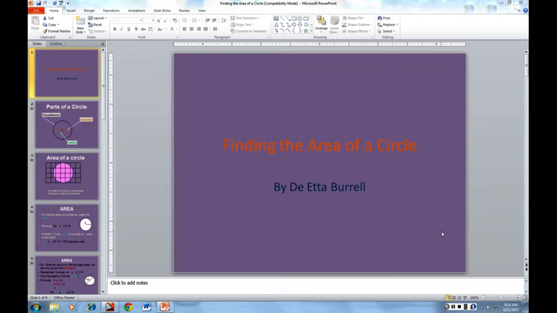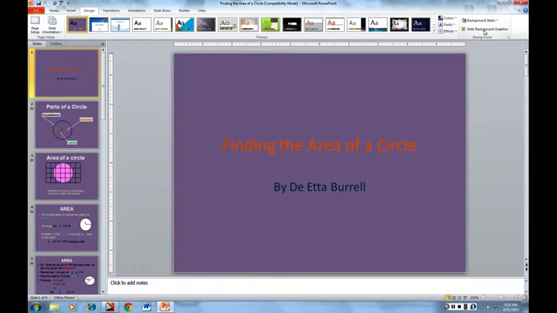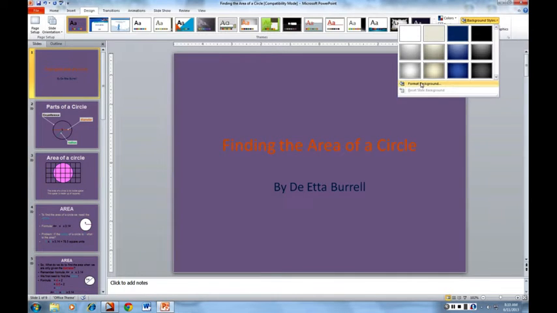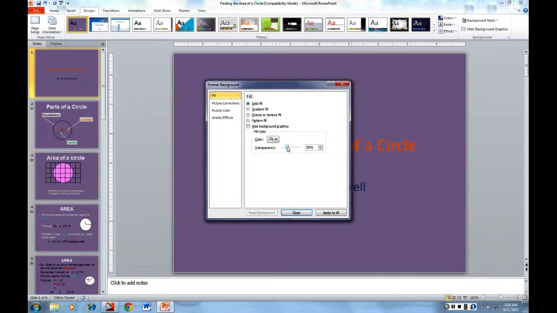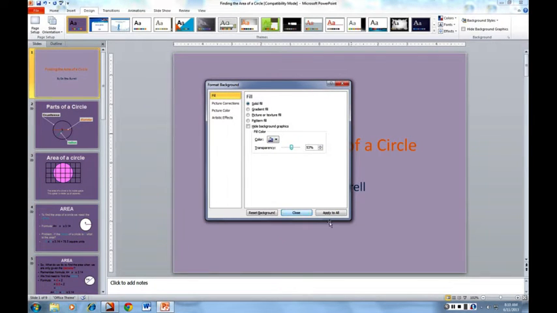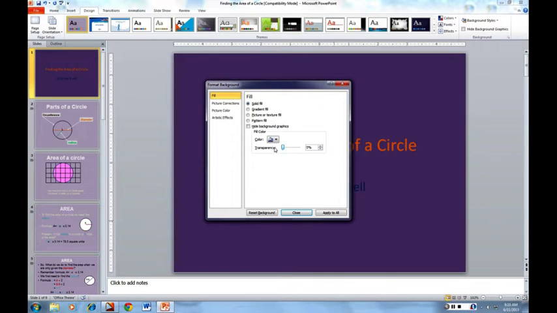Boy, that orange is really hard to see on that. Well, I don't know. That looks... Yeah, maybe I should go darker.